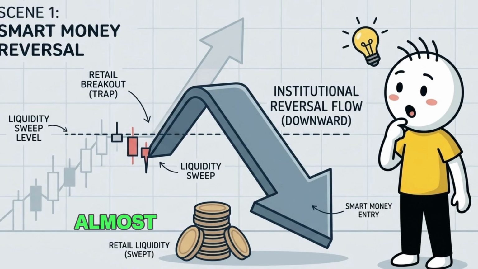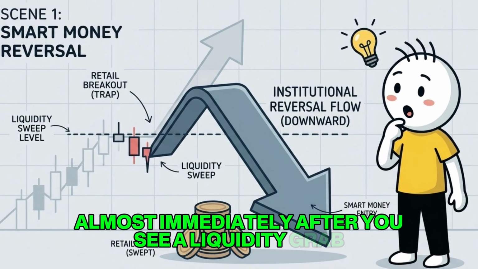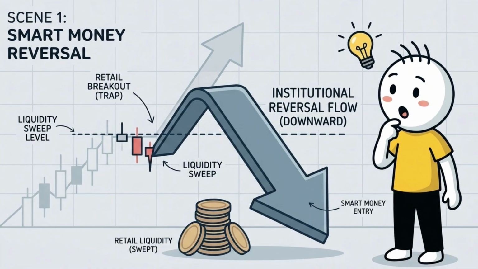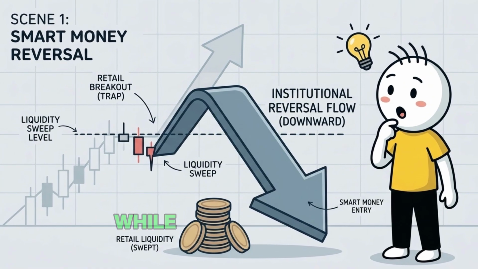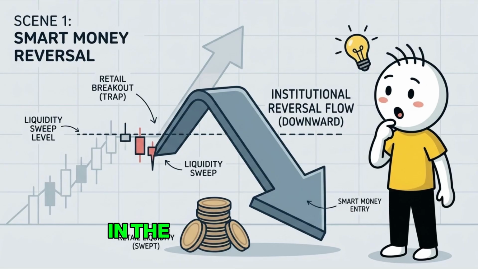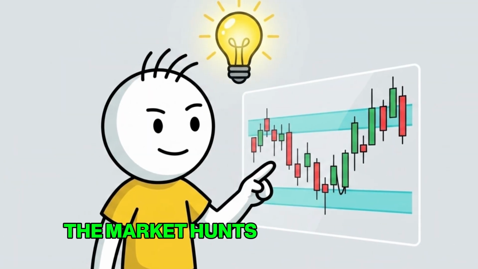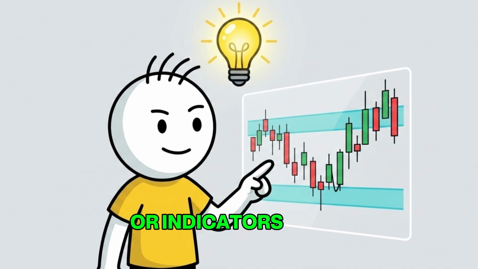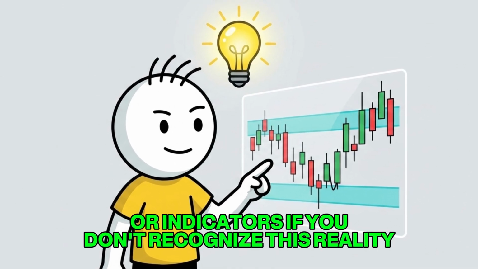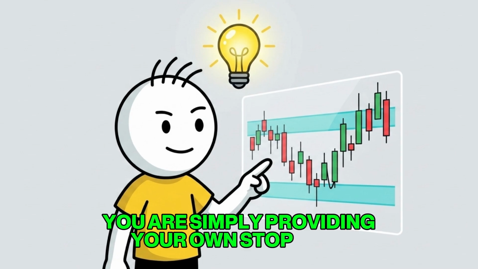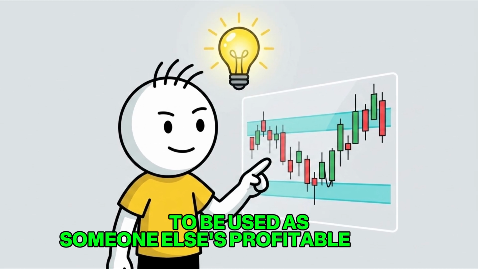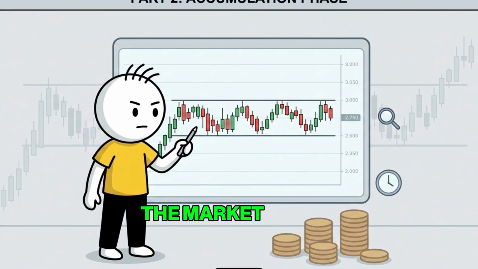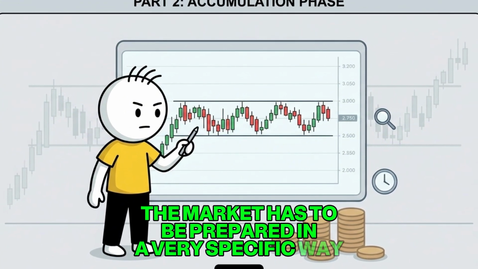That is why, almost immediately after you see a liquidity grab, price will often snap back aggressively in the other direction. The retail traders get trapped, while the smart money is already sitting pretty in the winning direction. The market hunts liquidity first. It doesn't care about your favorite technical setup or indicators. If you don't recognize this reality, you are simply providing your own stop loss to be used as someone else's profitable entry. For these institutional algorithms to execute effectively, the market has to be prepared in a very specific way.